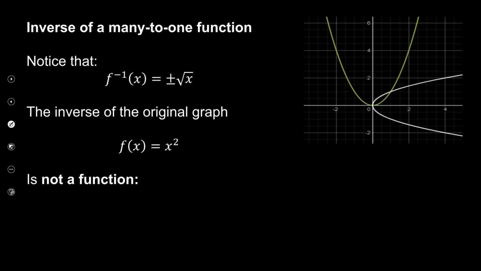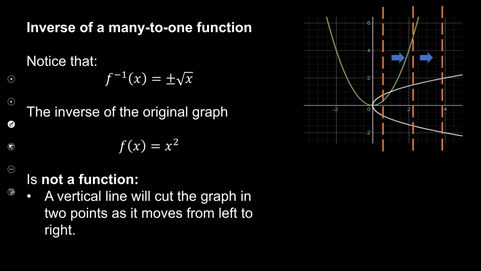Why? Because a vertical line will cut the graph in 2 points as it moves from left to right. So as you can see, it will be at that point and that point, this point and that point, this point and that point, right? So you can see this is moving from left to right with my arrows there, right? So if this is my vertical line, it touches at 2 points. This is my vertical line, it touches at 2 points. But now what will we need to do?